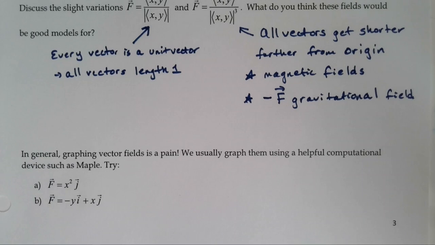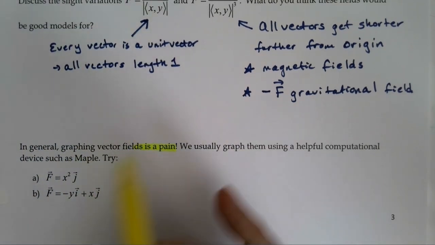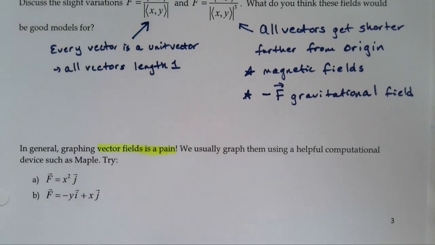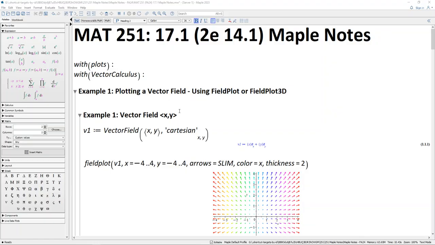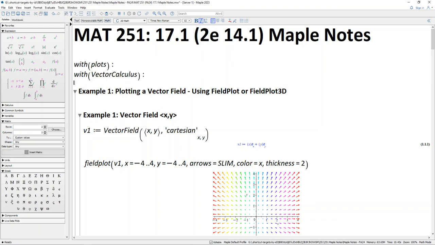All right, now this is a pain, so we are not going to be doing this. We are going to graph vector fields in Maple. Let's go look at them. All right, here's the first vector field we did. So I loaded with vector calculus and with plots. I believe you need both of them to make this work.